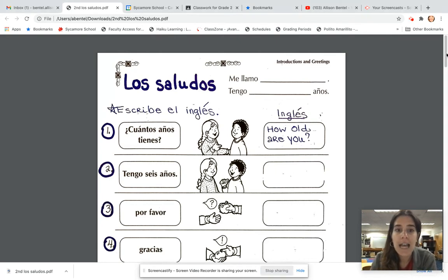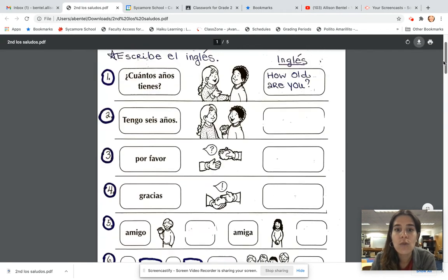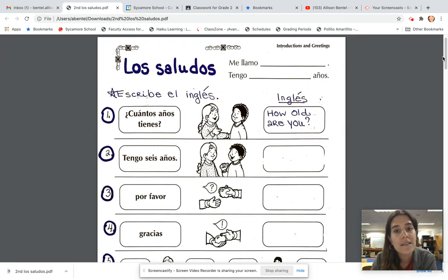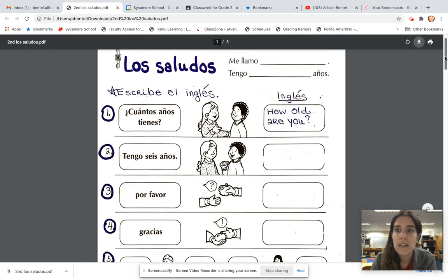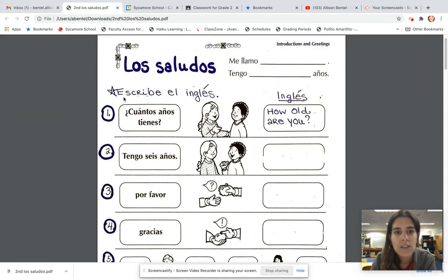Entonces, aquí está una práctica de saludos. We've been practicing basic greetings in second grade. And the first page here, second graders, is called greetings, los saludos. You'll put your nombre at the top where it says me llamo, my name is, tengo blank años, I am blank years old. And then the directions tell you, escribe el inglés, write the English. Entonces, número 1, ¿cuántos años tienes? In English, how old are you? Or literally, how many years do you have?